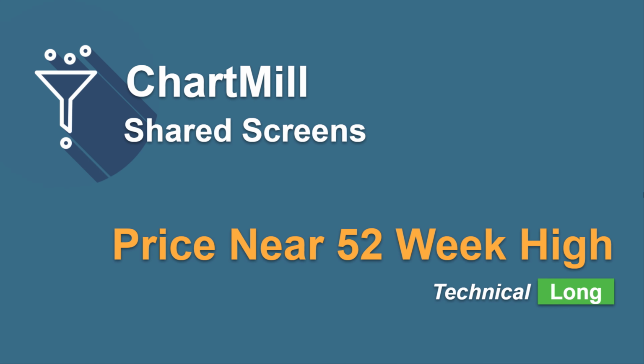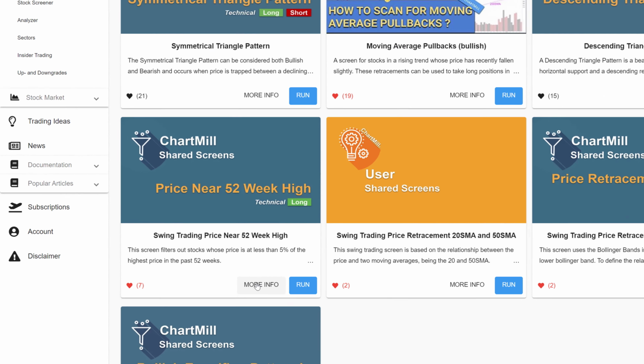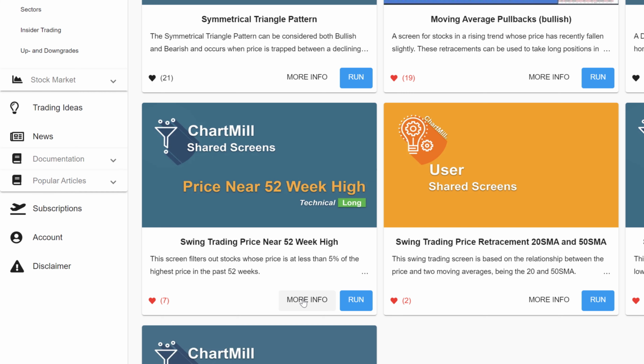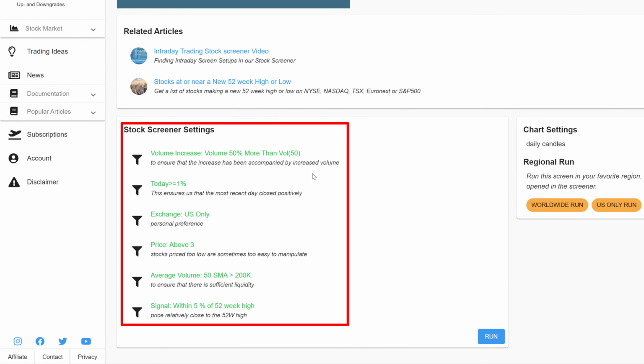With the screen price near 52-week high, we can hunt for stocks that are trading close to their highest annual price. Let's take a look at the stock screener settings for this trading idea. First of all, there are some basic filters: minimum price, minimum volume, and the exchange on which the stocks should be listed. For this screen, only US stocks are retained with a minimum price of $3 and a minimum volume of 200,000 shares to ensure sufficient liquidity.